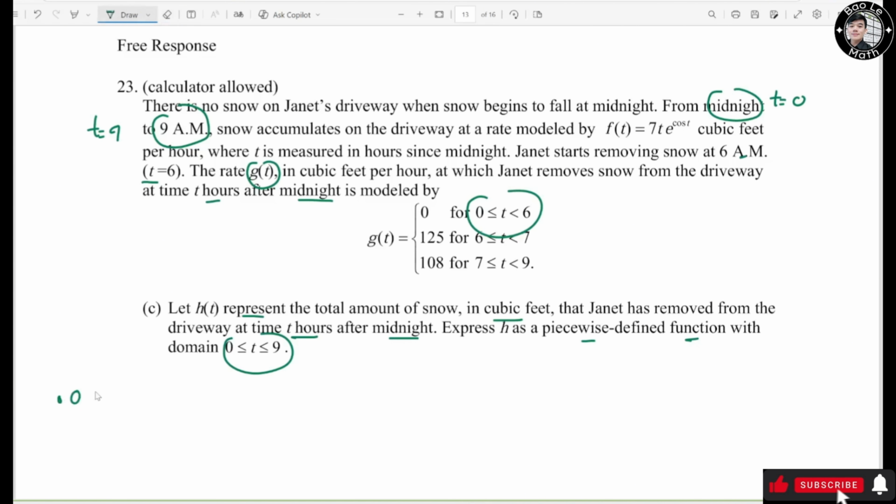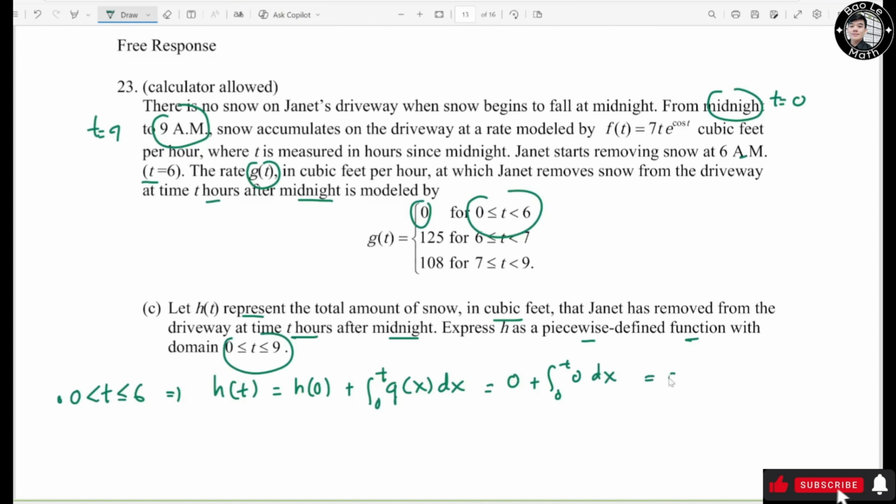For 0 ≤ t ≤ 6, h(t) equals the initial amount h(0) plus the integral from 0 to t of g(s) ds, right? And h(0) equals 0 plus the integral from 0 to t. Within this interval, the value is 0, so it's 0 ds, and the answer must be 0. Now, the second interval is from 6 to 7, right?